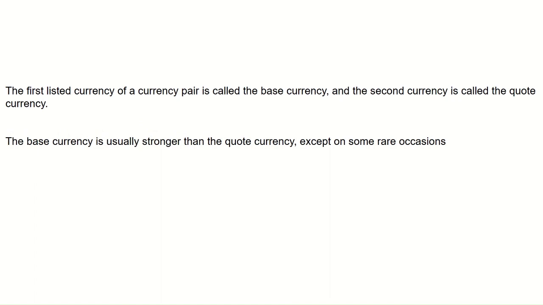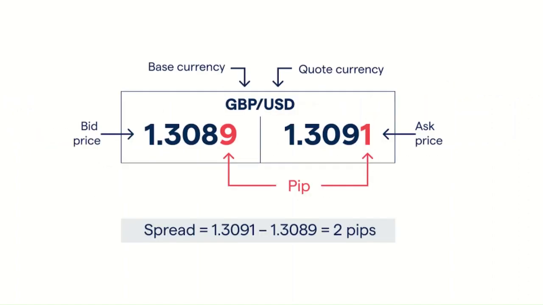So base and quote currency, like I've said before: the first listed currency of a currency pair is called the base currency, and the second currency is called the quote currency. The base currency is usually stronger than the quote currency, except on some rare occasions. Like the image I showed you earlier, this is GBP USD. So here, GBP is the first listed currency, so it is the base currency, while USD is the second listed, so it is the quote currency.